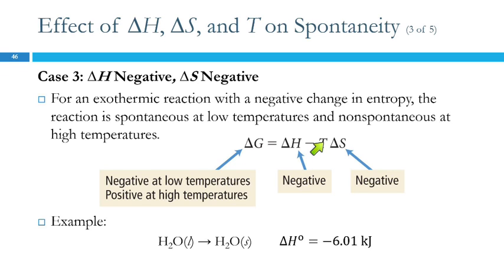If T is big, then this term is going to be larger, and we could have this be positive. If T is small, and we're adding a small amount to this negative number, delta G is going to be negative. So it will be negative at low temperatures and positive at high temperatures. So this is something that's spontaneous at lower temperatures.